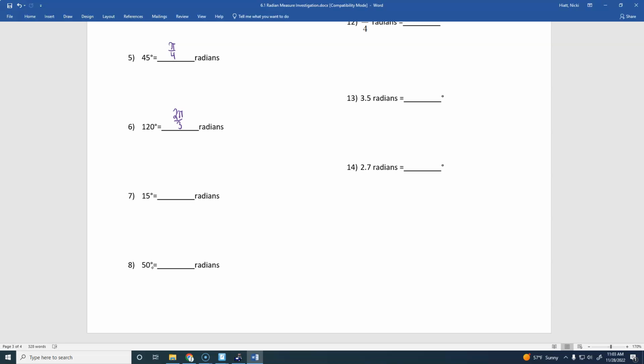And that's going to be really difficult to reason through. So for these, just like we've been doing with the proportion, 15 over x equals 180 over pi. And you can cross multiply. 180 x equals 15 pi. And divide by 180. And 15 over 180 reduces to 1/12. So you get pi over 12 there.